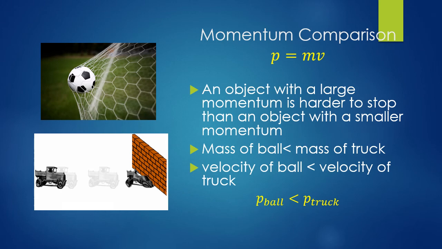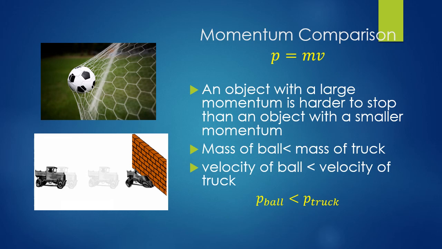Let's look at a comparison of momentums. So we have here a soccer ball and a truck. Now a soccer ball, its mass is less, its velocity is also less than that compared to a truck. So it's going to be easier to stop a soccer ball than it would to stop a truck for these reasons, because of their mass, because of their velocities.